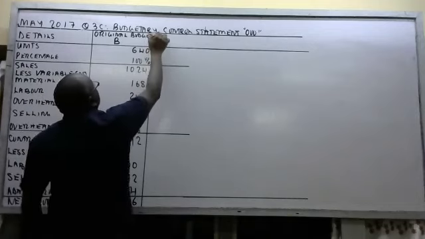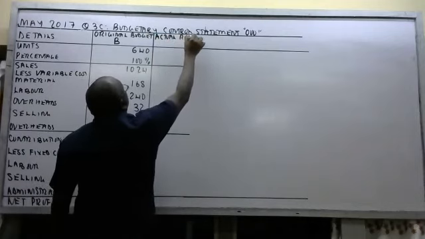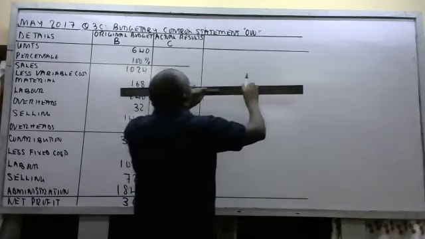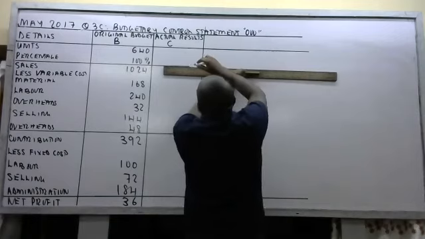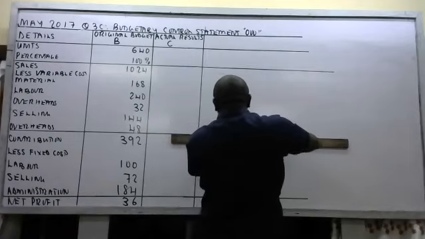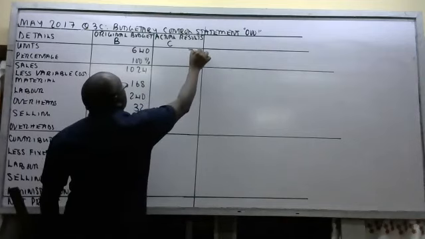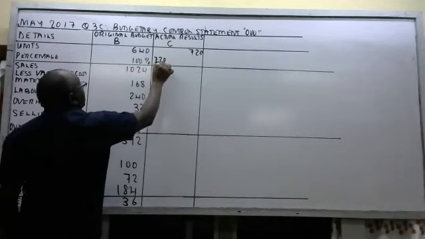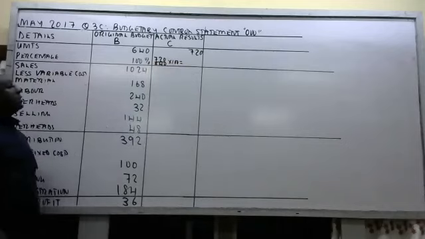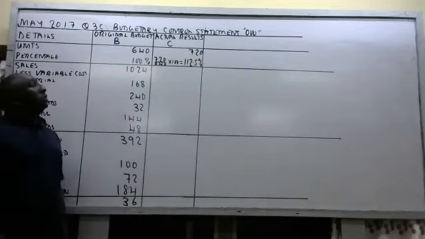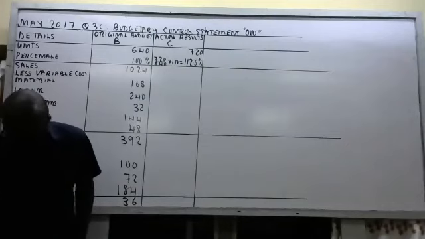Moving to actual results. Actual results, and we call them C. So going to the actual results, the units are 720. So divide this 720 by 640, multiplied by 100. Tell me what percent is that? 112.5%.